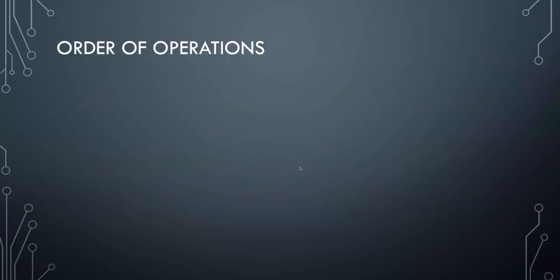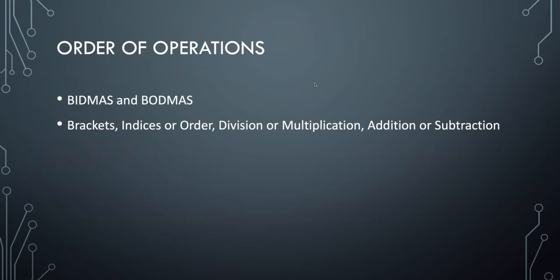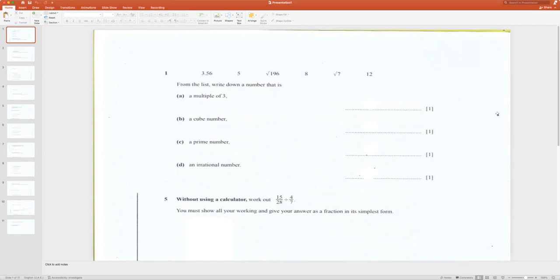Order of operations. These are BIDMAS and BODMAS. First we have to do brackets, then indices or order, division or multiplication, addition or subtraction. This is the way we have to do the operations. These sums I have taken from the IGCSE past papers.